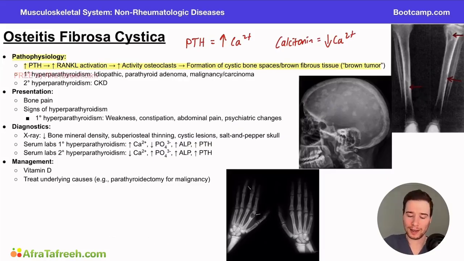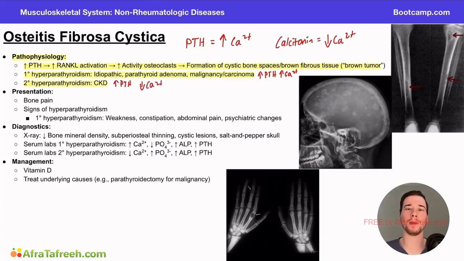Now, what are the ways that this can occur? Well, we can have primary hyperparathyroidism, which can often be idiopathic, due to parathyroid adenomas or due to malignancy. And so that's where we have increased PTH leading to increased calcium. And we contrast this with secondary hyperparathyroidism, which is most commonly seen in chronic kidney disease, or CKD, where we're also having increased PTH, because it's called hyperparathyroidism, but it's due to a decreased calcium level. So it's a reactionary response.